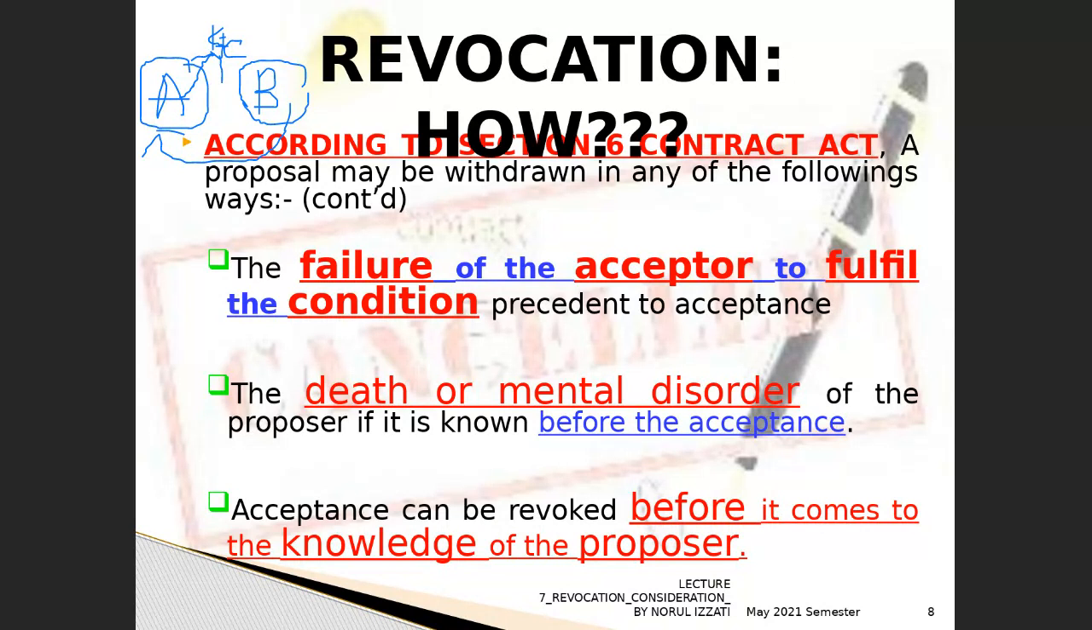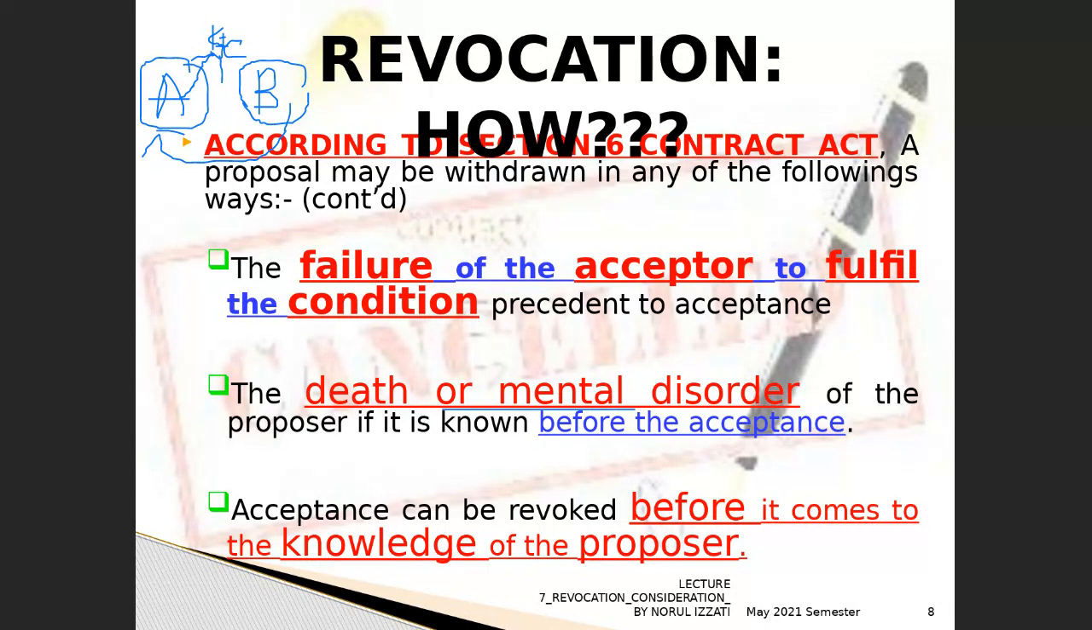Only the offerer is allowed to give the condition, but B is not allowed to give a condition when giving the acceptance. Okay, so in this case, A is allowed to revoke or cancel the offer. Look at the next one, the death or mental disorder.